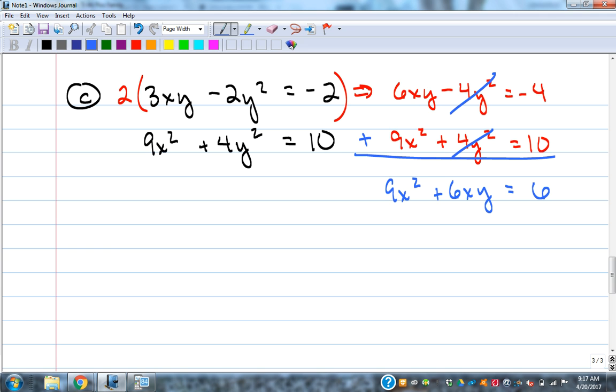Okay. Now, here's the thing that makes this a little bit more difficult, actually a lot more difficult: the fact that it's got this term that's x times y. So we don't have a problem that only has x's in it, which would be easy to solve. We have a problem that has x's and y's in it still. But what we can do is take this problem and maybe get y by itself.